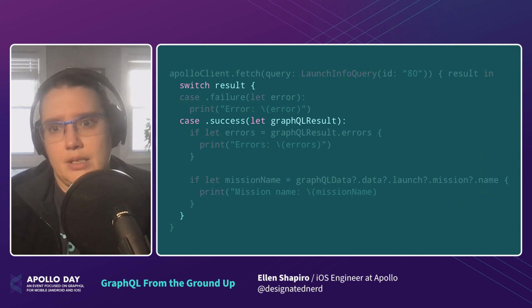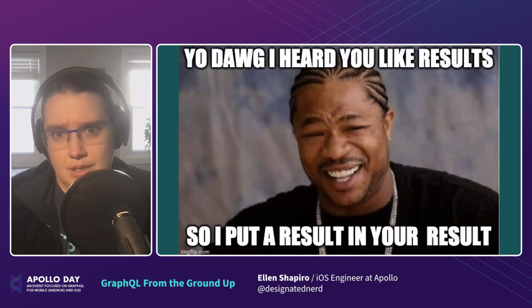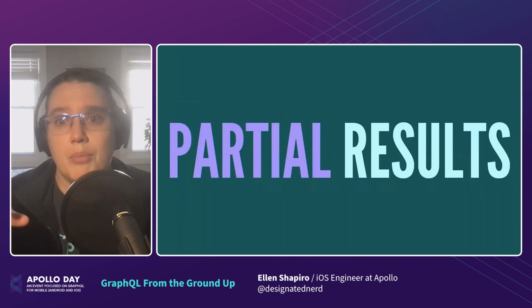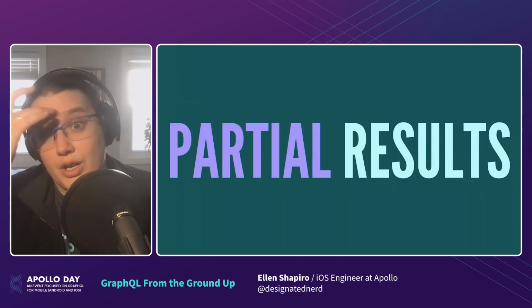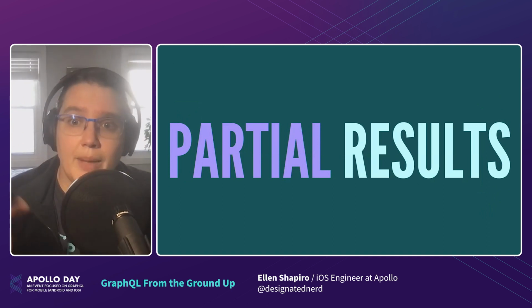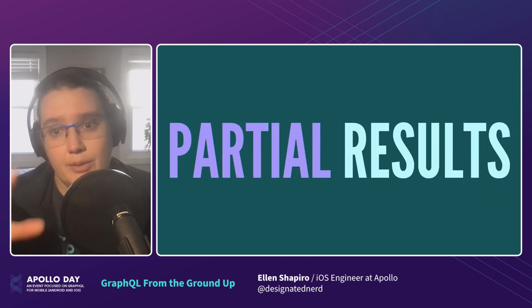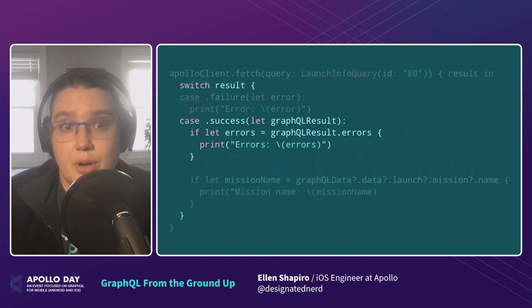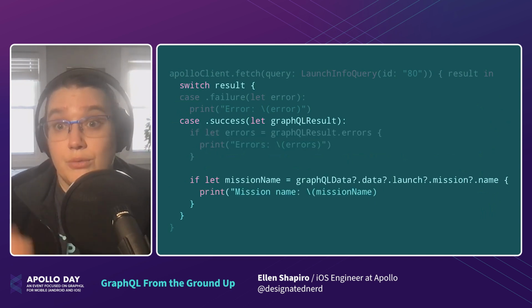Now, wait, that seems a little excessive. You got a result that contains a result? Why is that? And the answer is because GraphQL allows you to return partial results when part of a query works, but another part of it didn't. So imagine in our world here that you're able to get most of the information about the launch, but for some reason, the data for the rocket couldn't be loaded. And importantly, the rocket is a nullable property. In that case, you get both an error about why the rocket couldn't be loaded. Maybe the Riker service that deals with rockets is down. And you'd also get the rest of the data that you've asked for since it was possible to get it.